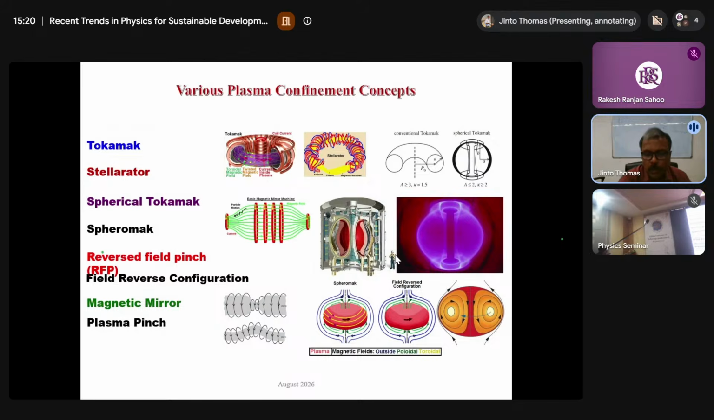So many geometries were tried to get the plasma confined, and here you can see a very nice picture where the plasma is photographed in a tokamak. So this is basically a torus. The center is separated by what we call a central solenoid, and basically this will be forming a toroidal structure.